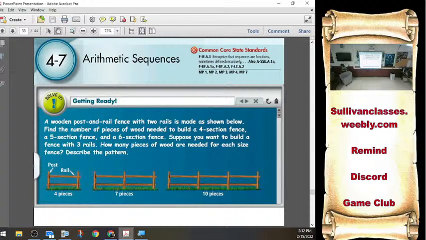Okay, what are they doing every time? Every time they add a new section, it goes up by 3. You already have the one that you're connecting to, so I don't need 4 more pieces, I need 3 every time. So I'd be up to 13 pieces grand total. What if I said I wanted a 28 section fence? Figure it out.